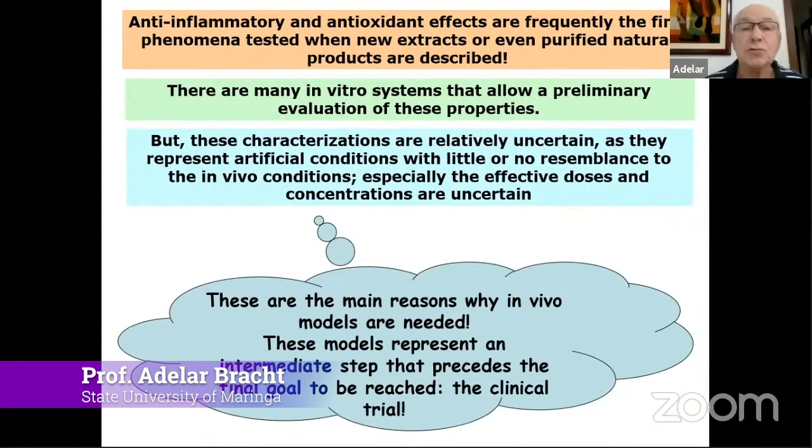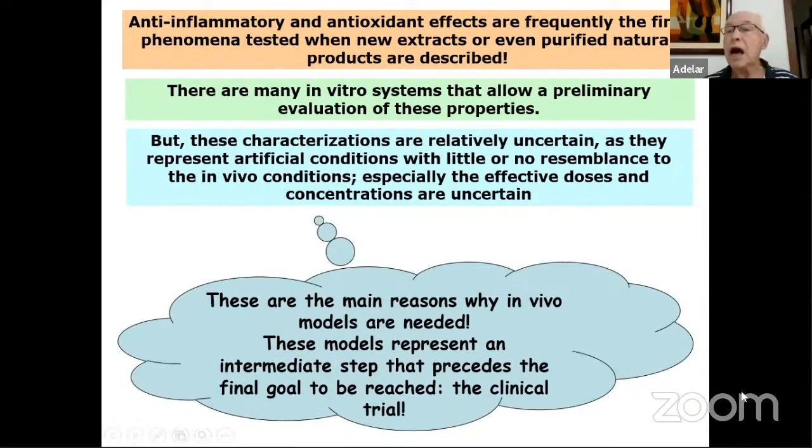So there are many in vitro systems that allow a preliminary evaluation of these properties. In general, however, these characterizations are relatively uncertain because they are artificial conditions, which mostly have little or no resemblance to the in vivo conditions. Especially the effective doses and concentrations are frequently uncertain. These are the main reasons why in vivo models are in fact needed. These models represent an intermediate step that precedes the final goal to be reached, the clinical trial.